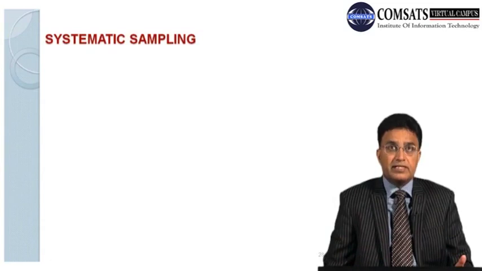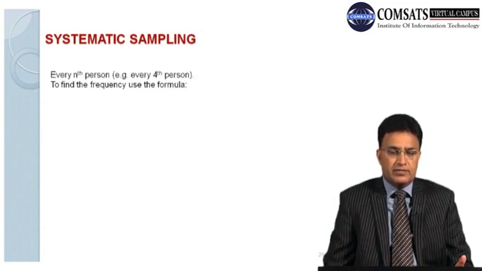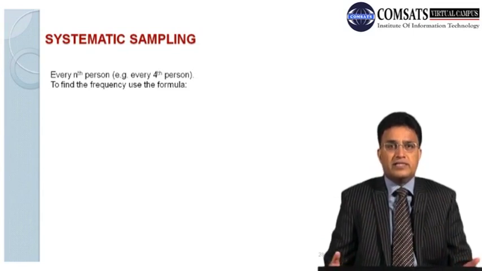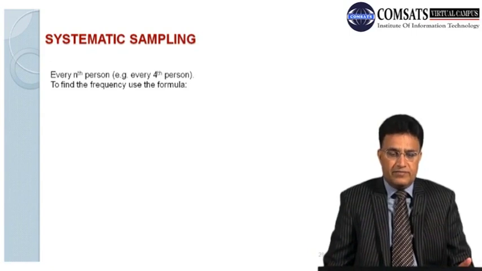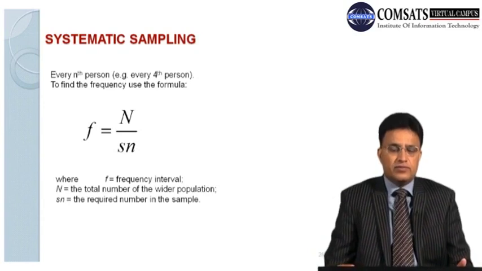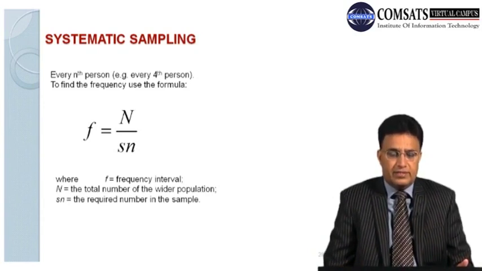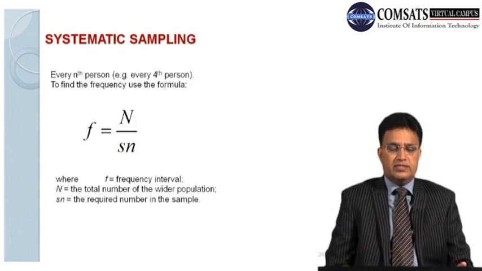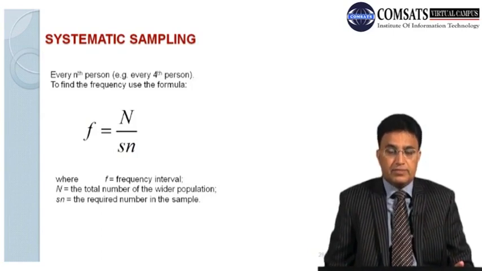Systematic sampling. So every nth person, for example, every fourth person, so n stands for any number. To find the frequency, use the formula f is equal to N over Sn, where f shows the frequency interval, and where capital N shows the total number of the wider population, and Sn is the required number in the sample.